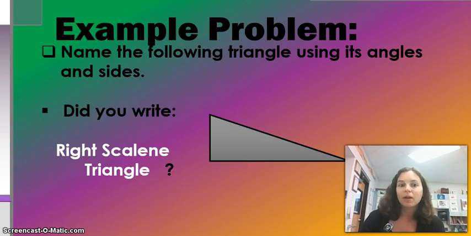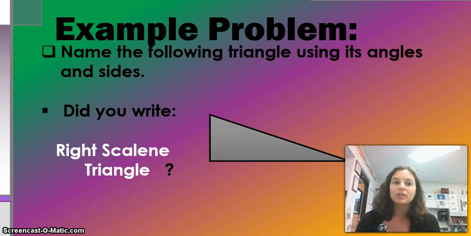Here's another example problem. I want you to name the following triangle using its angles and sides. Did you write right scalene triangle? That's exactly what we said. So that is the correct answer. I hope you wrote that down.